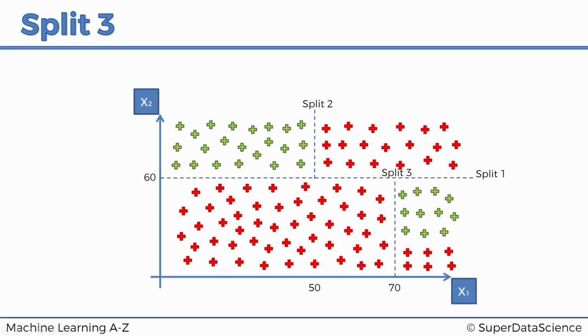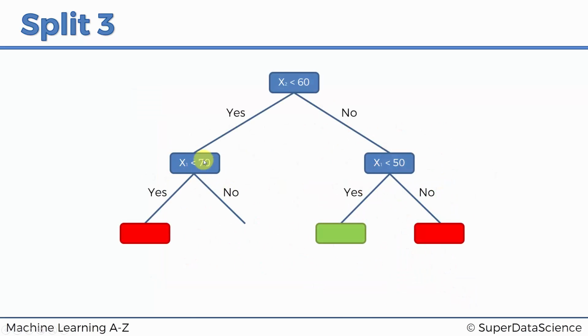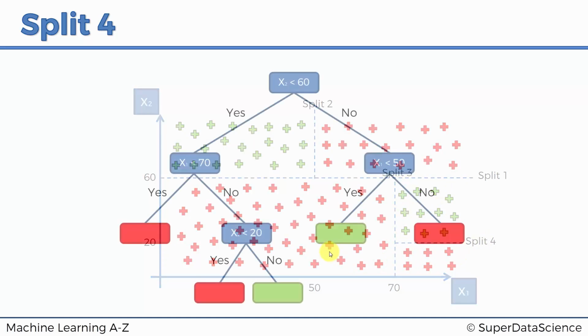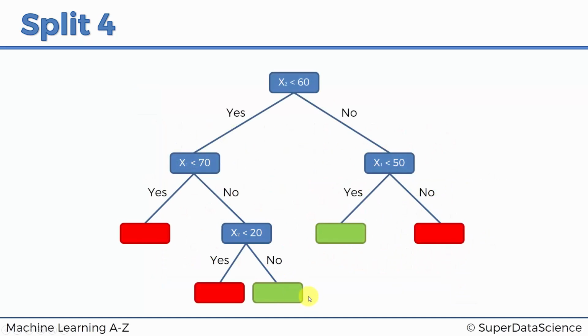Otherwise, we're going to need to do another split. So below 70, then it's red. No, we got to do another split, split 4. If it's above 20, then it's green. If it's below 20, then it's red. If it's above 20, then it's green. So that's a no. If it's below, then it's a yes.